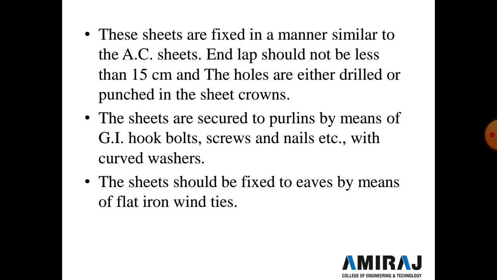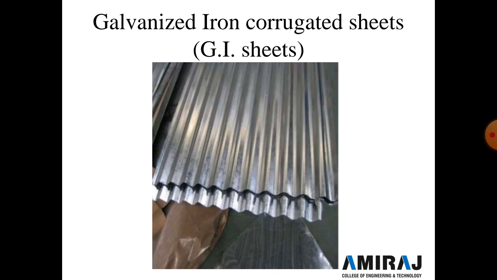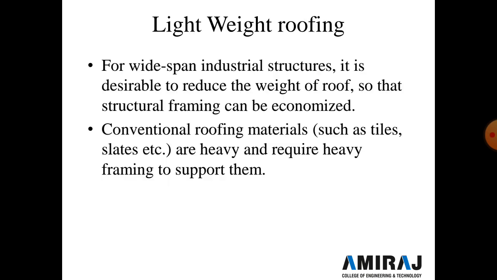These sheets are fixed in a manner similar to the AC sheets, and laps should not be less than 15 centimeters. The holes are either drilled or punched in the sheet's crown, and these sheets are secured to the purlin by means of GI hooks, bolts, screws and nails, etc., with curved washers. These sheets should be fixed by means of flat iron wind ties. GI sheets or iron corrugated sheets are generally used in industrial areas.